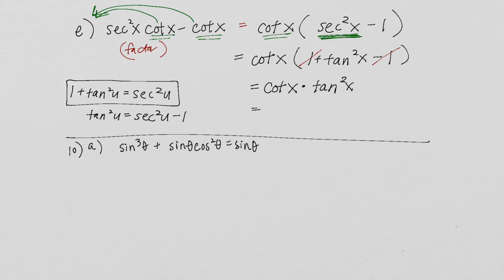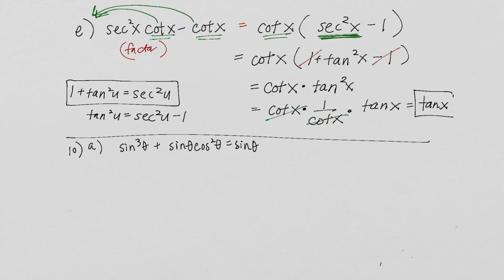right? And then kind of like I did on the last problem, one of those tangents I want to write as 1 over cotangent, and the other one I'll just leave as tangent. And then just like in the last problem, I have something that cancels, so my final answer is the tangent of x.